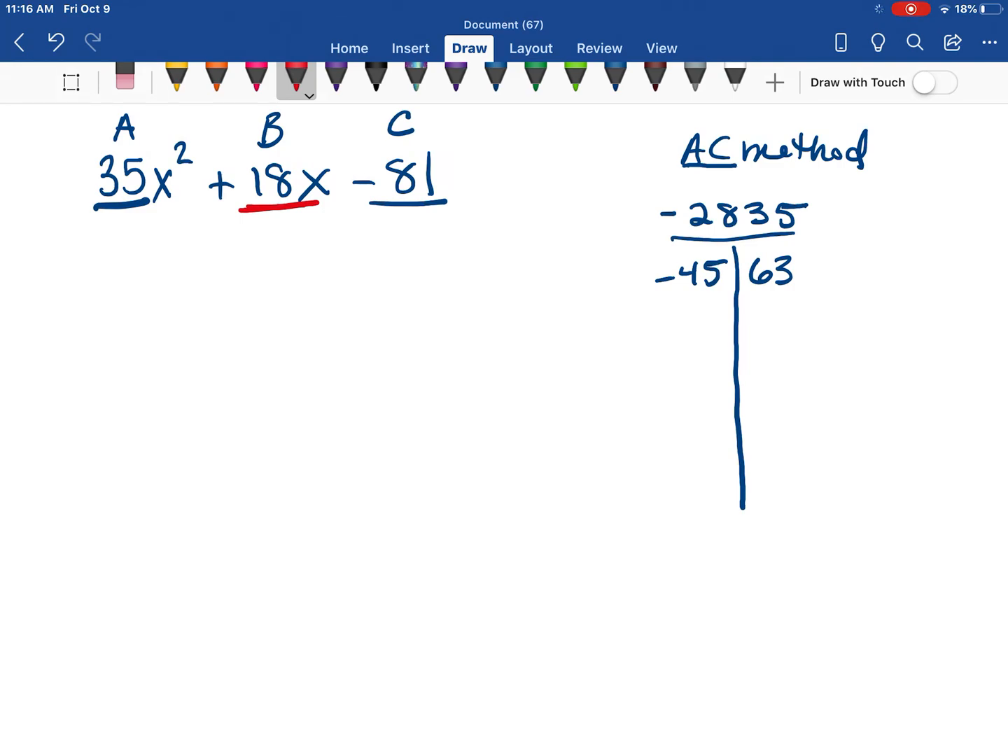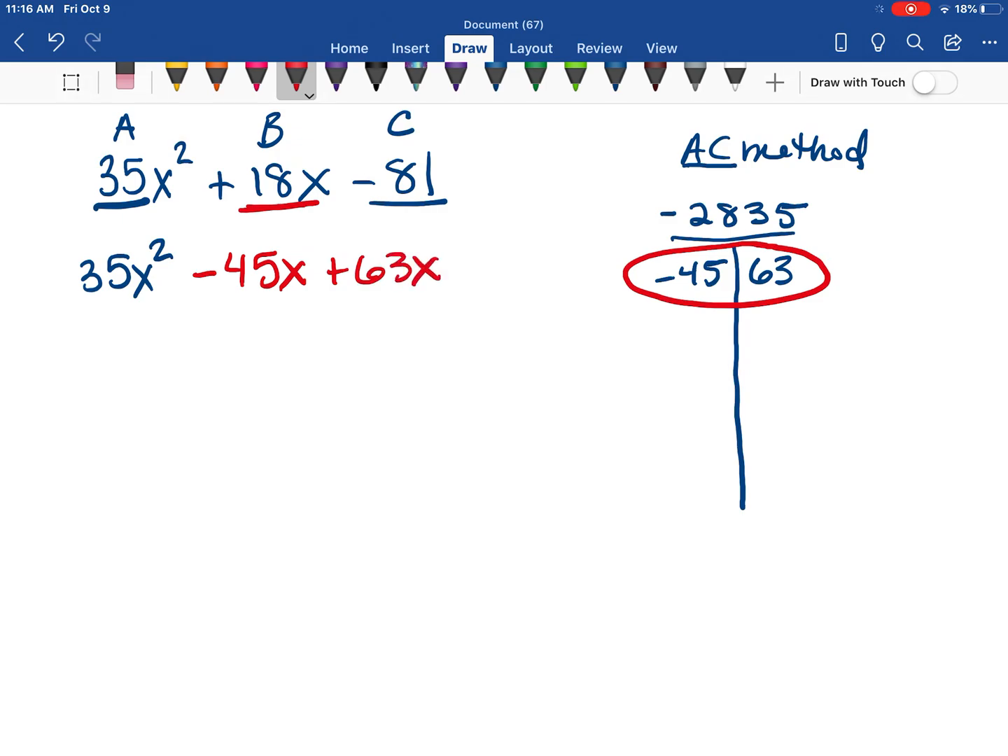So once you find the combination, and this one's a little tricky, like I said, because it's a big number and there's a lot of combinations. Usually the number isn't this big. But you want to take that combination that you found and use that to replace your value of B. So we're going to do a substitution. I'm going to just bring down 35x squared. But then I'm going to replace 18x with negative 45x plus 63x. And then I'll bring down the 81.